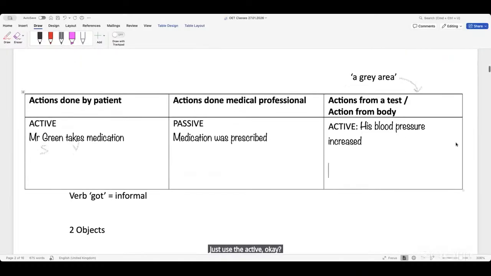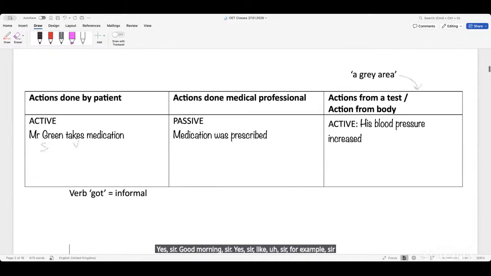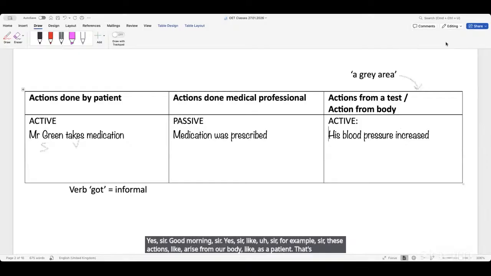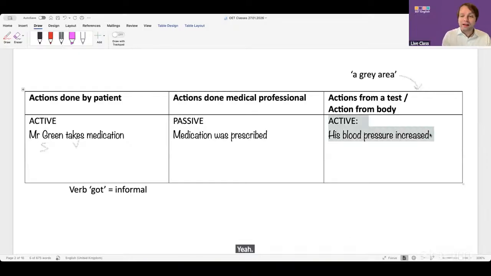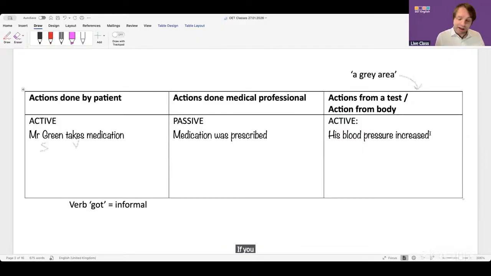Okay. Yes, sir. Good morning, sir. Go on, Wahid. Sir, for example, these actions arise from our body, like as a patient. That's why we use active. Yeah. Honestly, if you want to avoid making mistakes, if you want to help your exam chances, I would just keep it simple. Use the active.